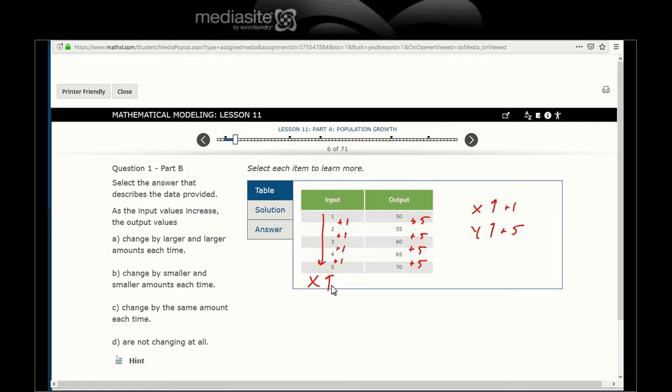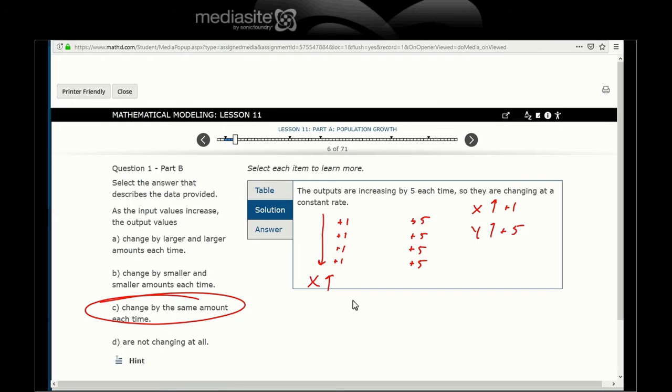So let's look at the choices. Changes by larger and larger amounts each time? Nope. Changes by smaller and smaller amounts each time? Well, not getting smaller. Changes by the same amount each time, not changing at all. Okay. So as X changes by 1, Y is changing constantly by the same number, 5. Outputs are increasing by 5 each time, so they are changing at a constant rate. C.